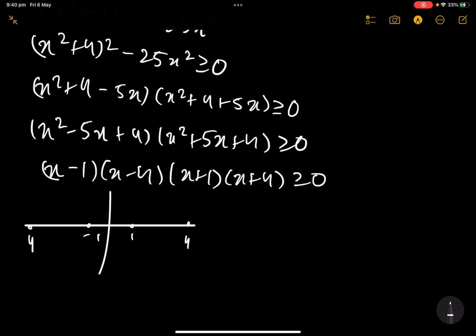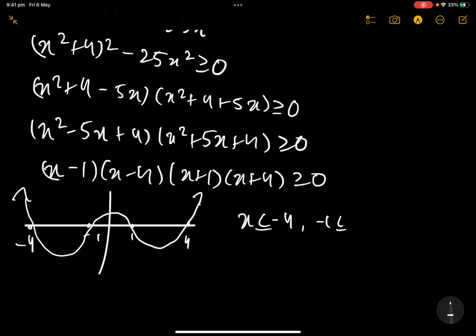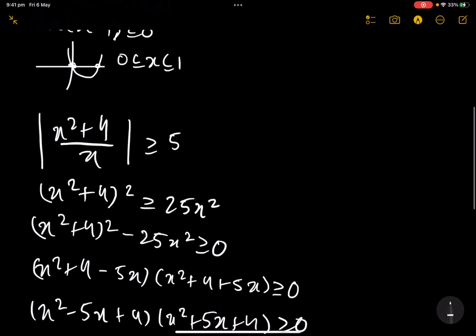It's just simple. Draw this. We know it's always upward facing, just like this, and that's pretty much it. Now it's asking for when it's greater than 0, so that's above the x-axis. We'll say x is less than or equal to -4, or -1 less than or equal to x, and x is greater than or equal to 4, and that is our solution.